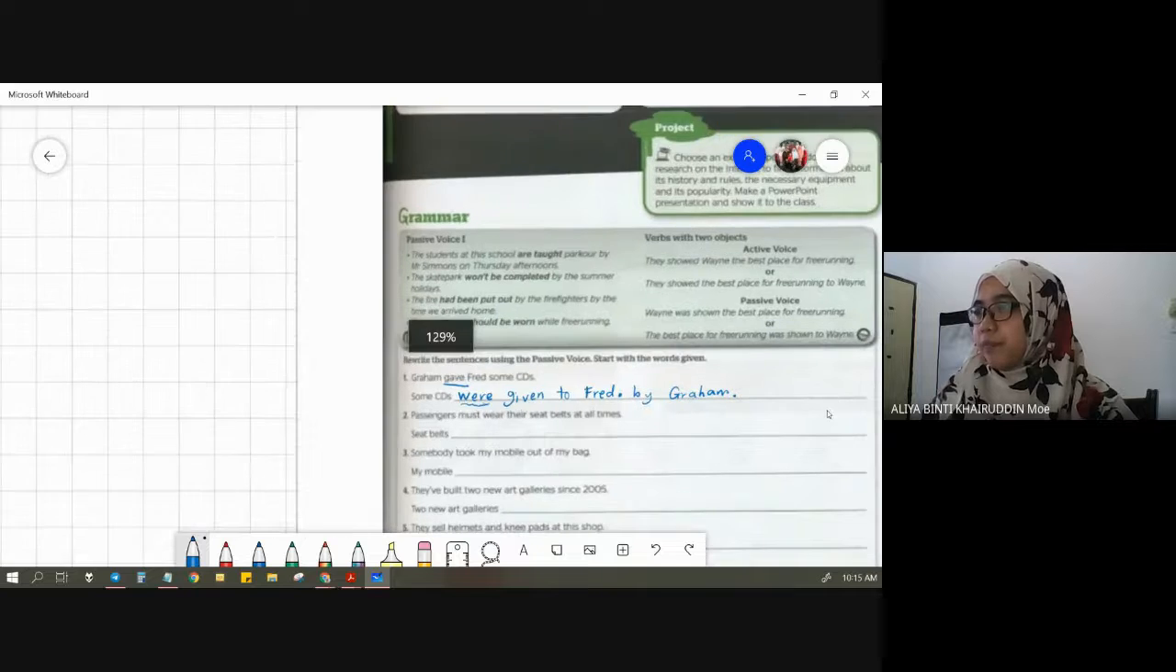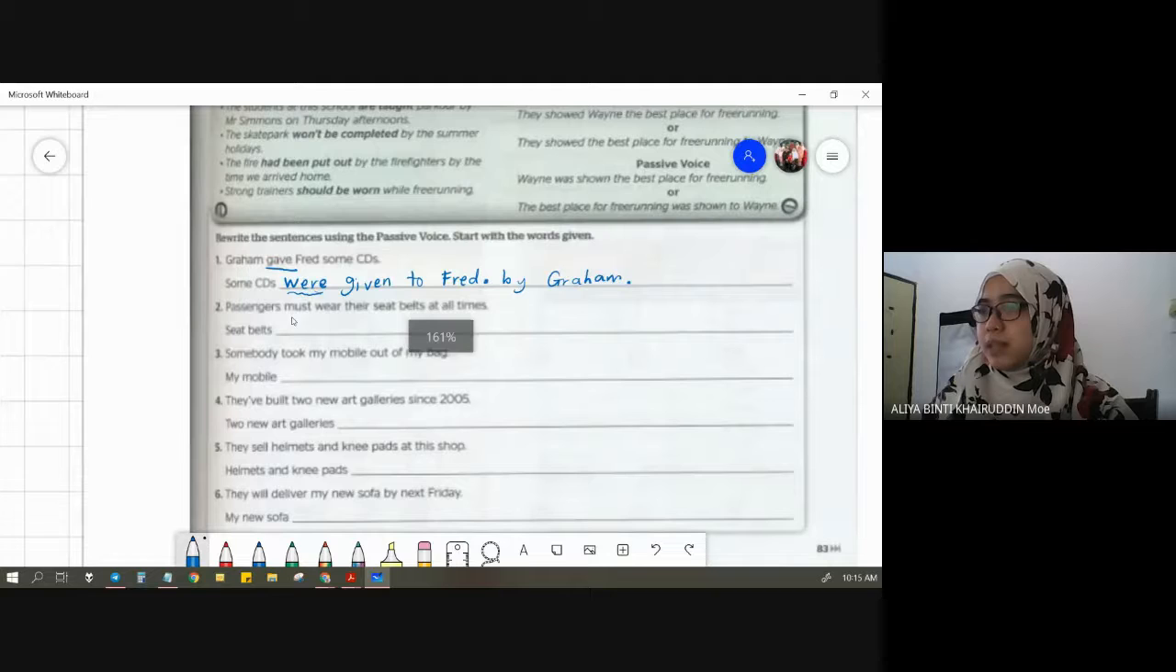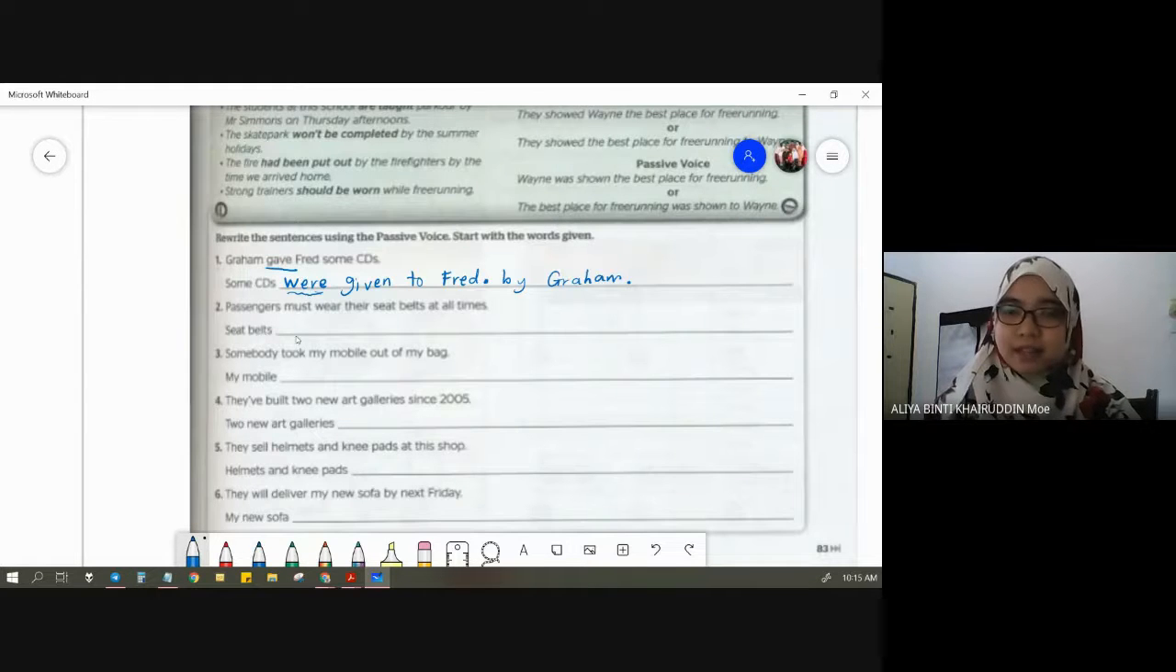All right. Now let's look at number 2. Passengers must wear their seatbelts at all times. All right, so seatbelts. Now, how should we change this into passive voice? Can anyone try? Seatbelts must. Okay, so you can say seatbelts must be worn at all times. No need to put passengers. If you want to put passengers, yes, you can. You can say seatbelts must be worn by passengers at all times. But because this is passive voice, the doer is not compulsory, right? So seatbelts must be worn at all times.